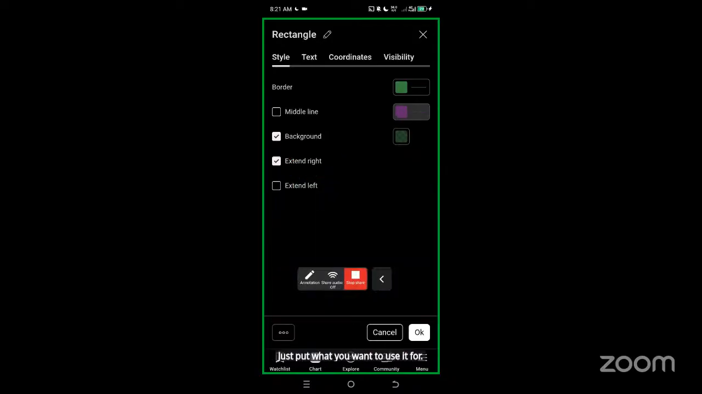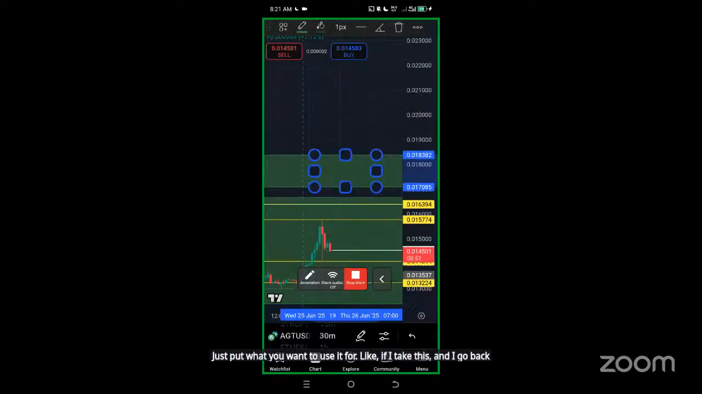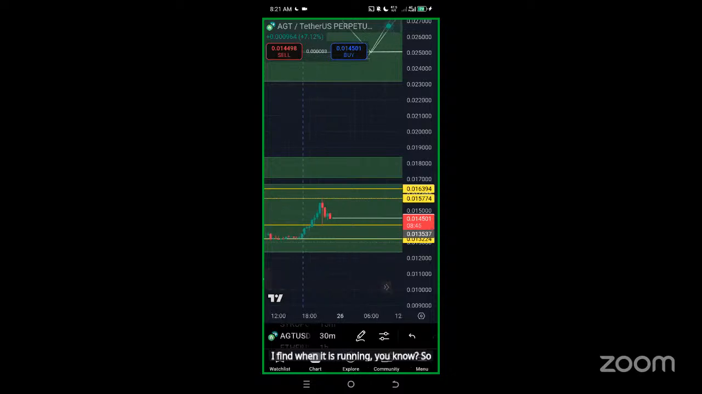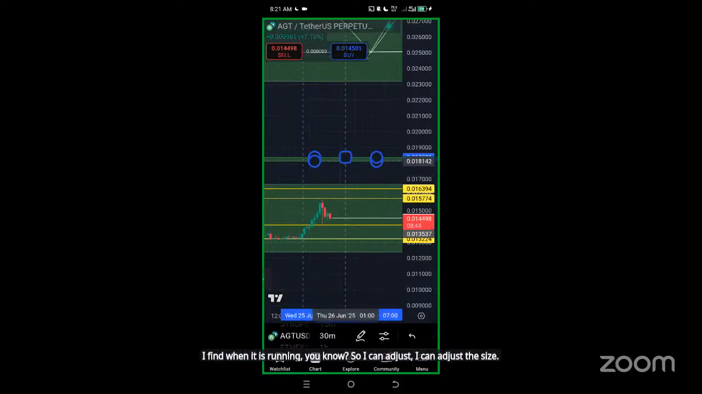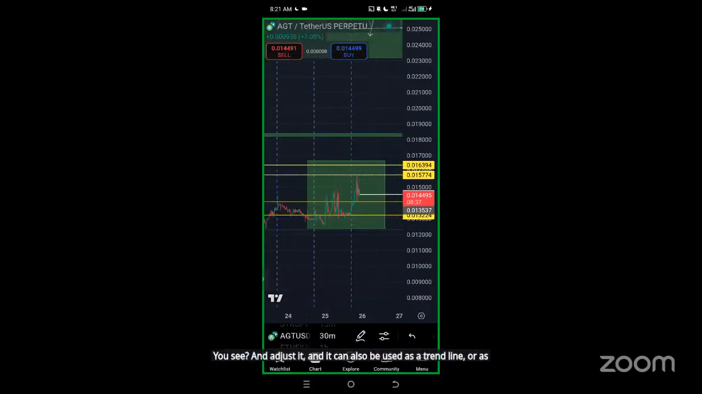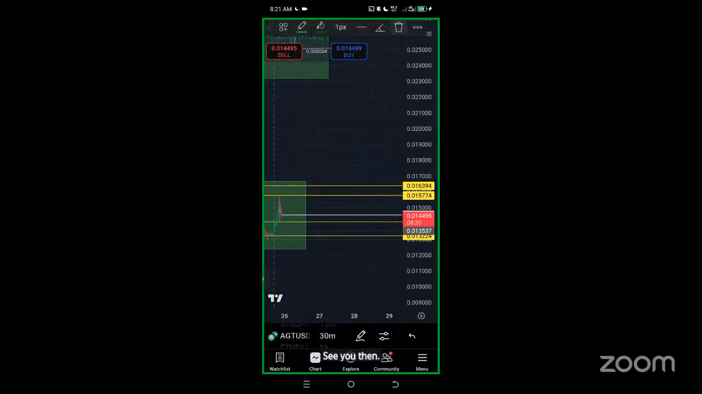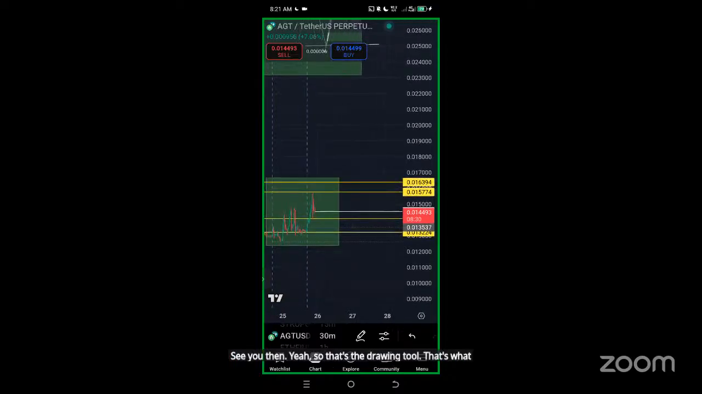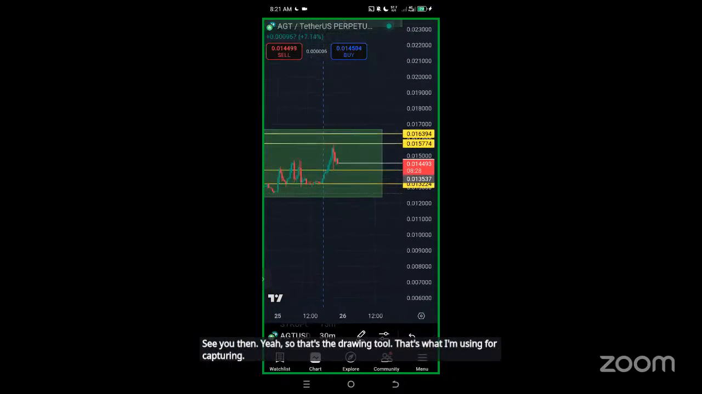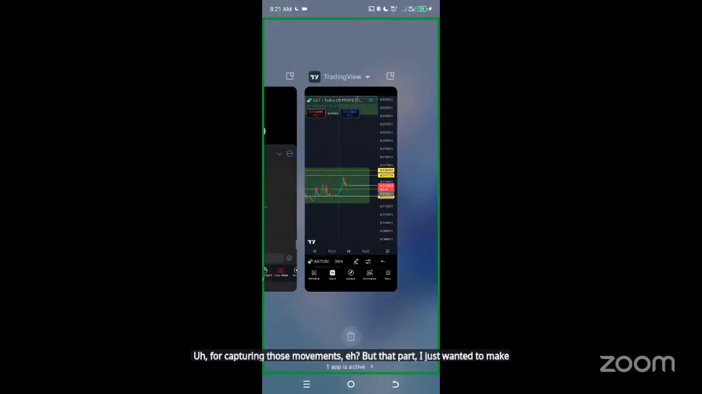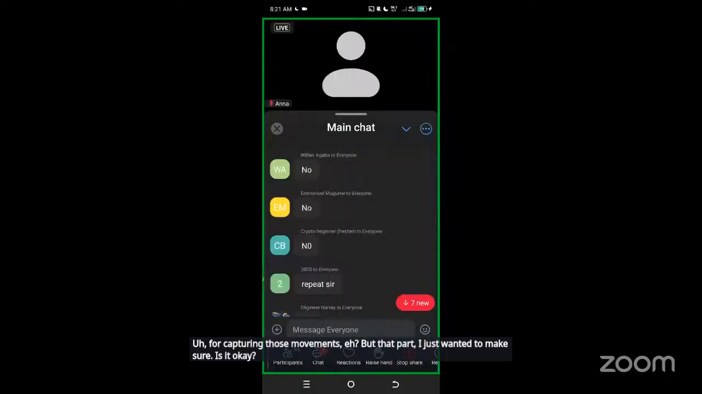Like if I take this and I go back, you see, I'll find when it is running, so I can adjust the size. You see? I can adjust it, and it can also be used as a trend line, or as a support, or as a resistance, depending on what you want to use it for. See that? Yeah, so that's the drawing tool. That's what I'm using for capturing those movements. But that part, I just wanted to make sure. Is it okay? Do you see how you draw that?